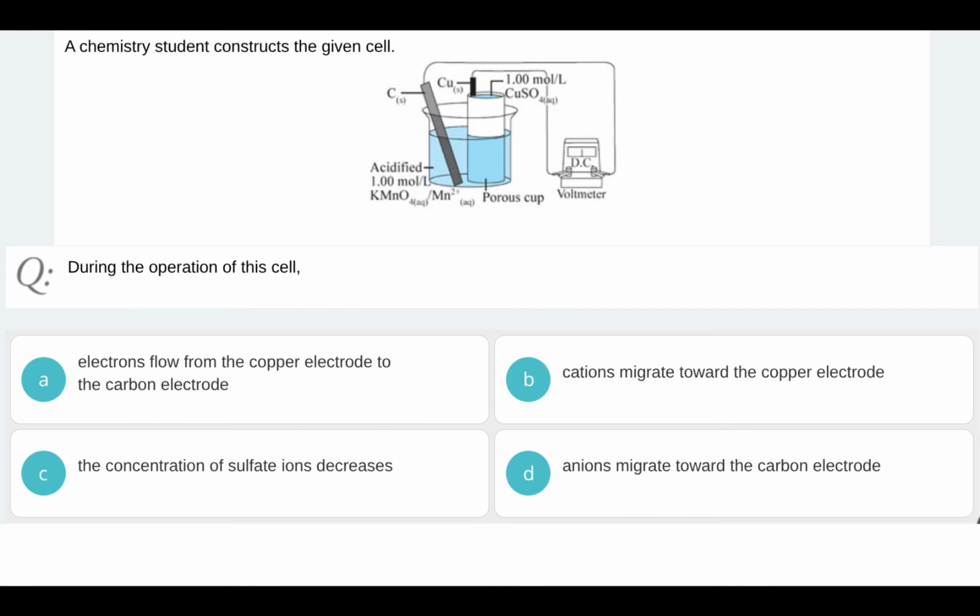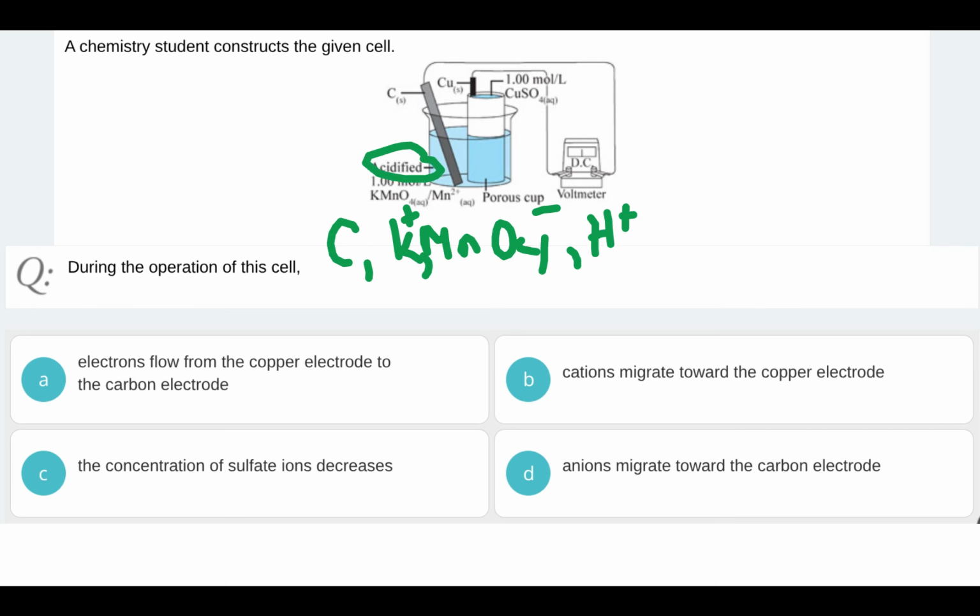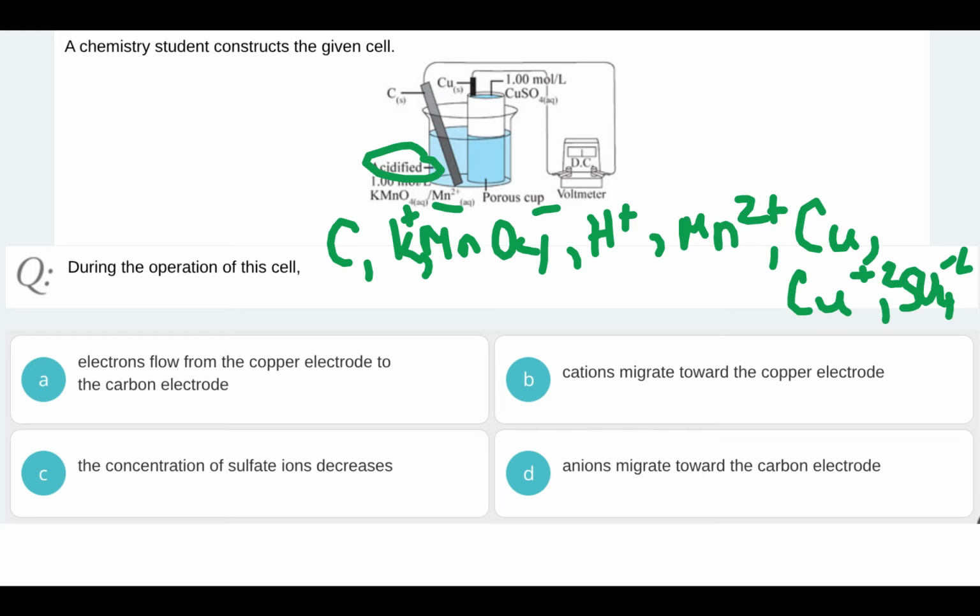And when you're taking a look at it, we have a carbon, which is an inert electrode. So if we wrote everything we have, I have carbon there, but it won't be part of the reaction. You have KMnO4, which you can split up into its ions, so positive and negative. It says it's acidified, so you have hydrogen positive. You have Mn2+ in solution. And then in the other cup, you have copper solid, copper sulfate, so you have copper 2+ ions and sulfate ions, and you would also have water present.